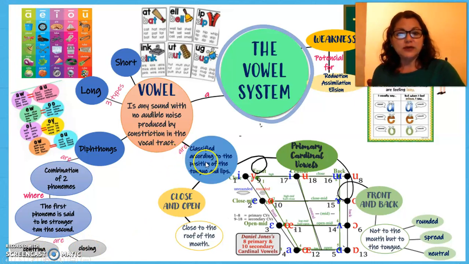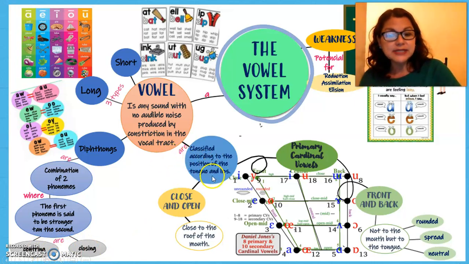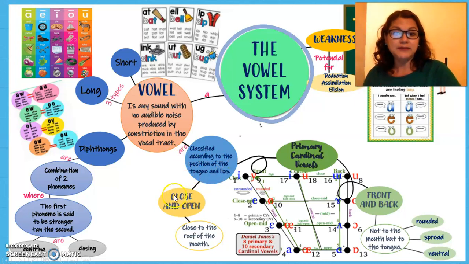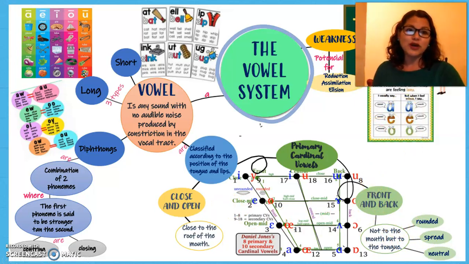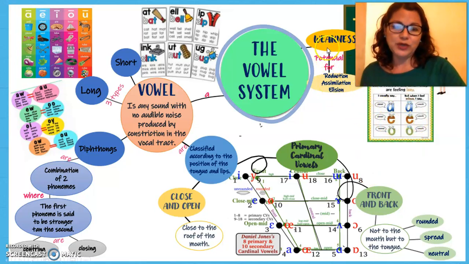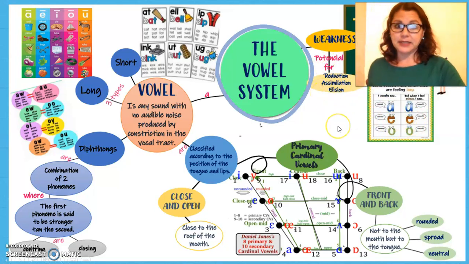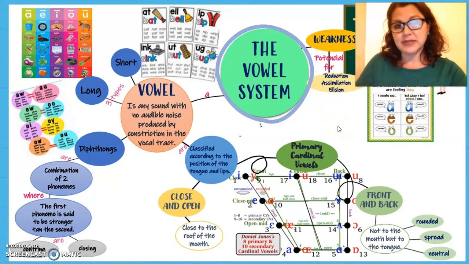And the vowels are classified according to the position of the tongue and lips. And we have closed and open vowels. And we saw this about the primary cardinal vowels. And so the front and back, close and open. And we talk about the schwa, and the weakness in the vowel system. The meaning of weakness: the potential for reduction, assimilation, and elision.